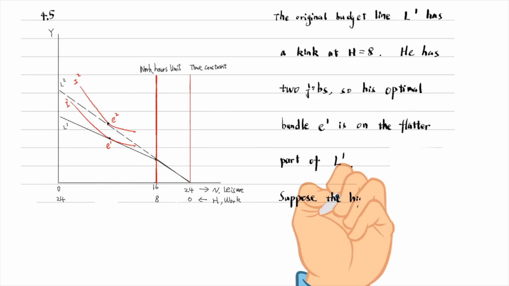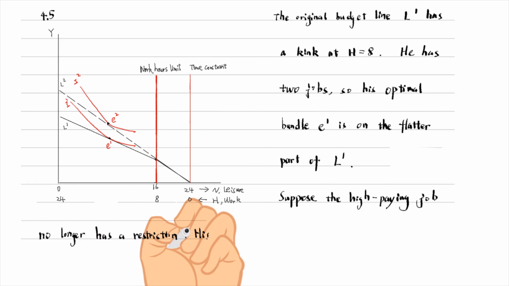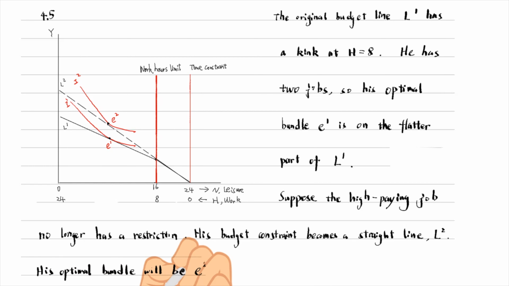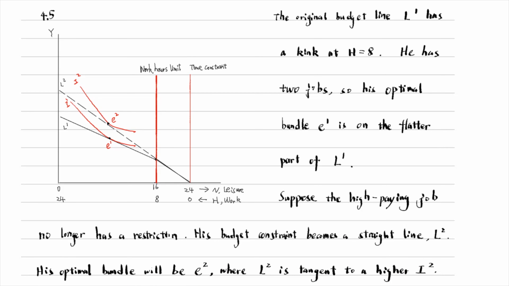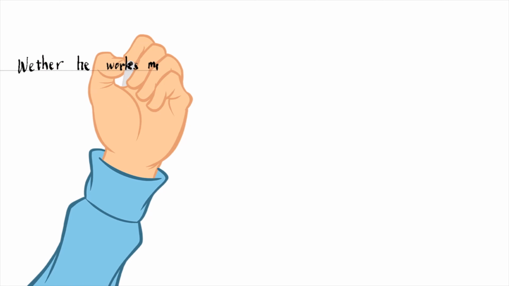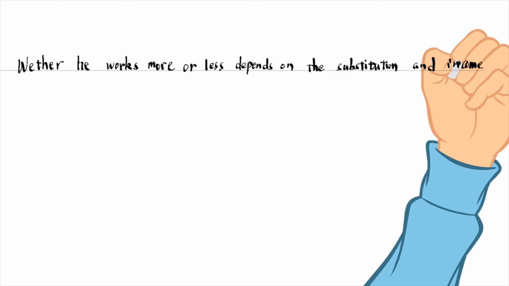Now, suppose the higher paying job no longer has a restriction on hours. His budget constraint becomes a straight line, L2. His optimal bundle will be E2, where his new budget line, L2, is tangent to a higher indifference curve, I2. Whether he works more or less depends on the substitution and income effects of the wage increase.